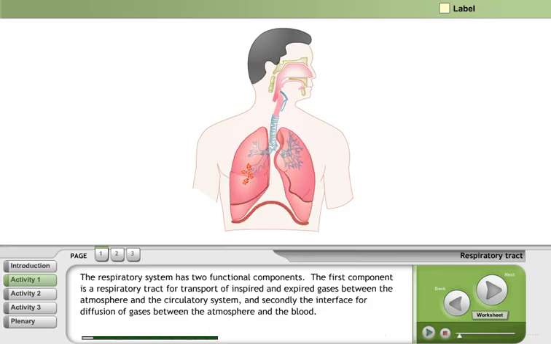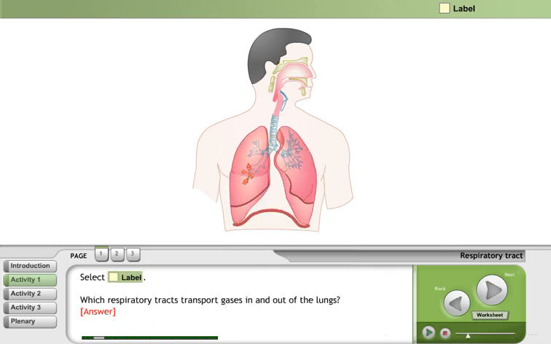The respiratory system has two functional components. The first component is the respiratory tract for transport of inspired and expired gases between the atmosphere and the circulatory system, and secondly, the interface for diffusion of gases between the atmosphere and the blood.